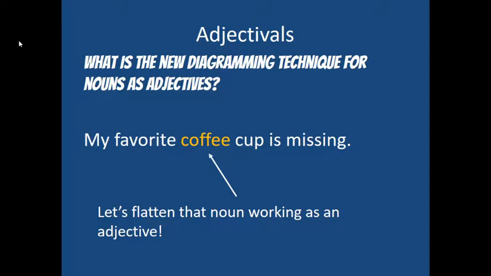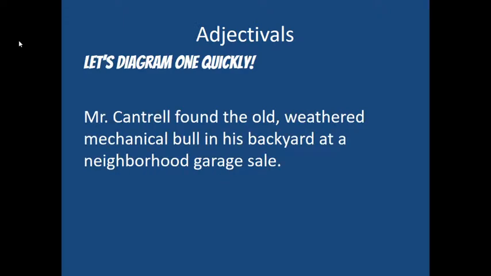So if I said my favorite coffee cup is missing, well, before this, coffee would just be treated as an adjective, and it is. But now we realize it's actually a noun serving as an adjective. So I'm going to make it look like a noun by flattening it on my diagram. So we're going to do the same thing with all nouns serving as adjectives. So let's turn to the back page of our worksheet and try diagramming the sentence. Mr. Cantrell found the old, weathered, mechanical bull in his backyard at a neighborhood garage sale. All right, I'm going to pause my video and then restart and walk you through this diagram.